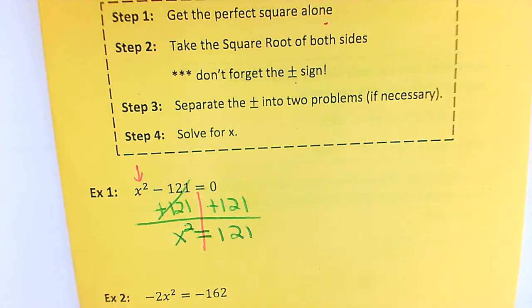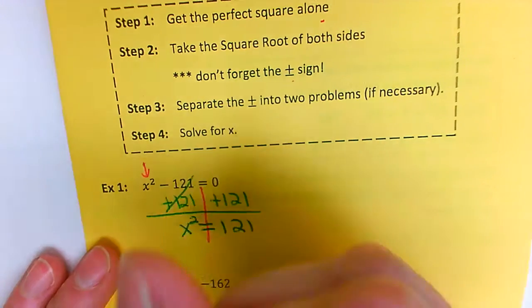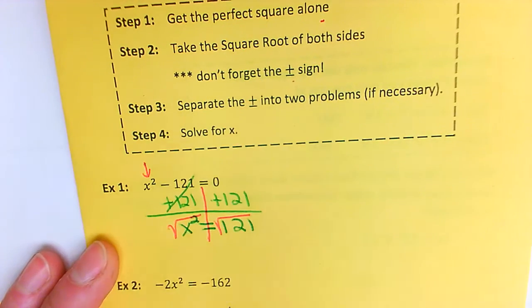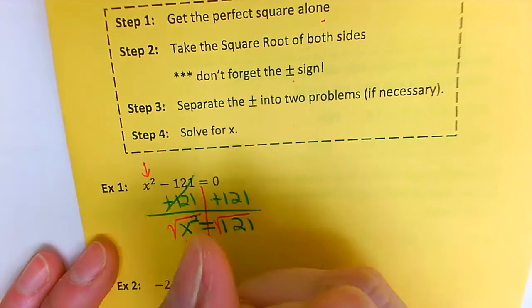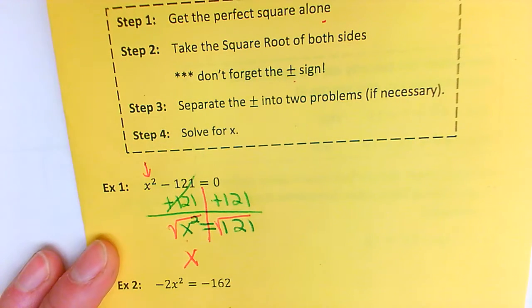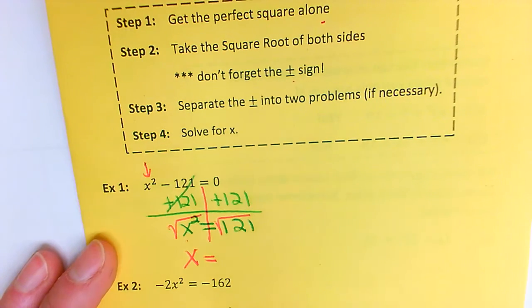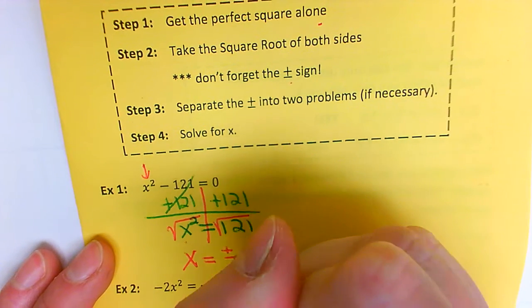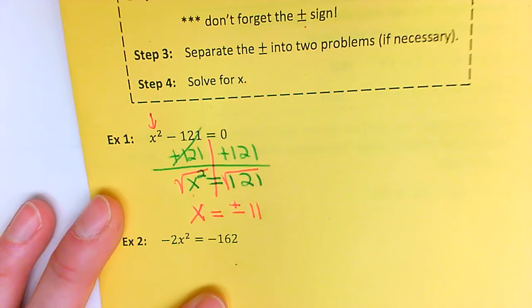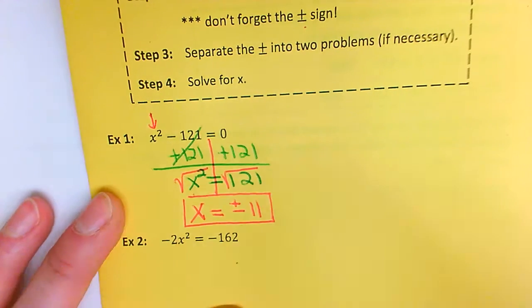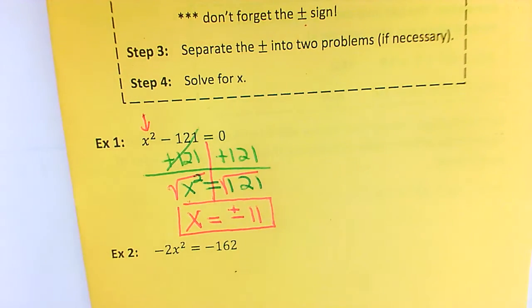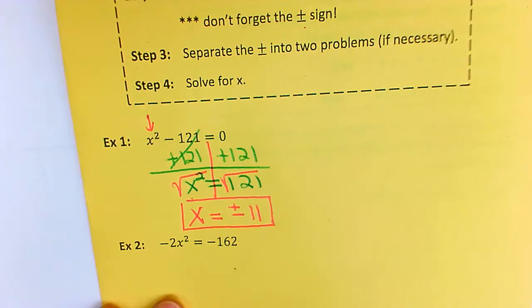Now after that, I've got the x squared by itself, so now I can take the square root of both sides. Now remember, the square root of x squared is x, because x times x gives me x squared, and the square root of 121 is a positive and a negative 11. So I'm going to write my answer just like that. Now in this problem, we're not going to have to do steps 3 and 4. That's going to come later.